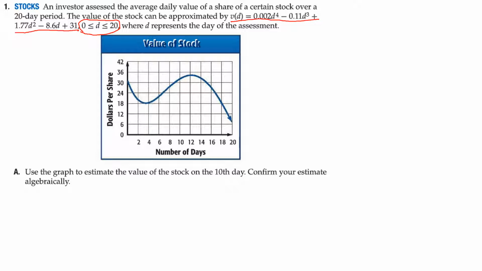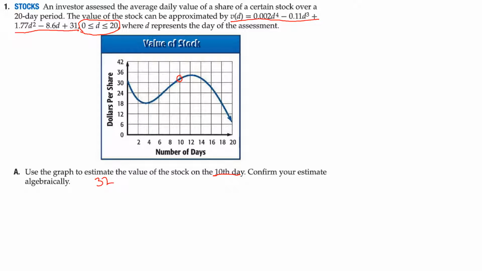So use the graph to estimate the value of the stock on the 10th day. Confirm your estimate algebraically. Okay, so on day 10, I'm going to look up here and I have my value right there. So it's between 30 and 36, and I'm going to say it's about a third. So I'm going to estimate it to be 32.